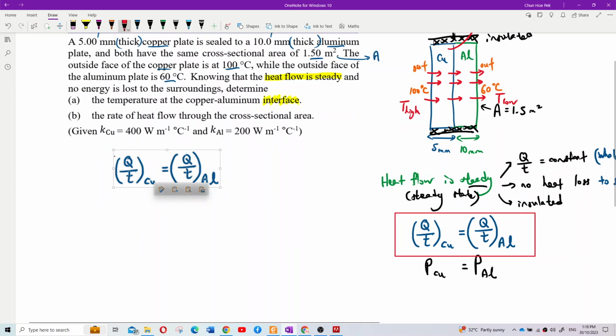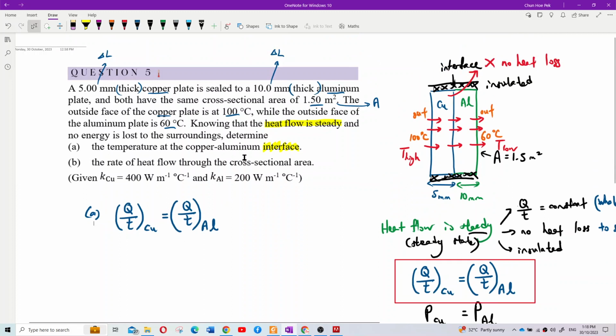Okay, so now let's start. Question A. We want to find the heat flow at the copper aluminium interface. We want to find heat flow at the center. We already know the temperatures at the copper outside surface and aluminium outside surface, 100 and 60. So what about the middle? We want to find the temperature at the interface. Just put T like that.